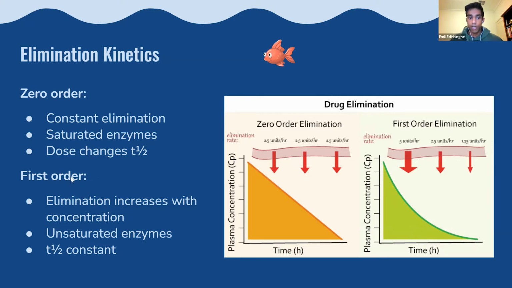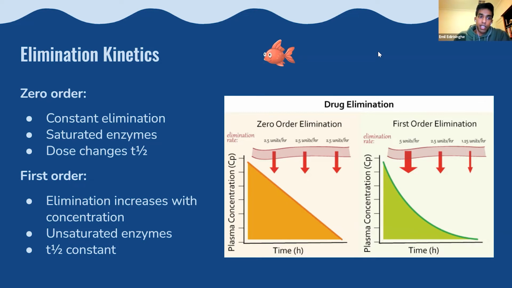On the other hand, first order elimination kinetics is where the dose actually does change the rate at which elimination occurs. So if there's a higher dose, the elimination will also increase. If there's a lower dose, the elimination will decrease. This means that there are unsaturated enzymes. So as the amount of the drug in the bloodstream or in the system increases, there's also an increased number of enzymes to match that. As a result, the half-life is actually constant for drugs with first order elimination.